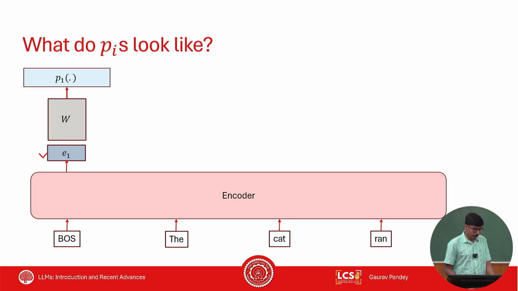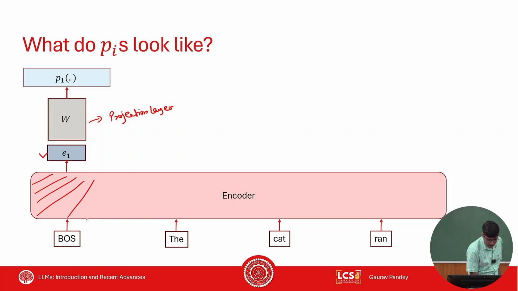And then it applies a projection layer. This W can be thought of as a projection layer. What this projection layer does is that it takes this embedding and gives you a probability distribution over the tokens. Now, in order for this distribution to make sense, we have seen that P1 cannot condition on anything. The beginning of sentence you can think of as a fixed parameter of the model. This is not a token. So P1 cannot depend on any of these tokens. It can only get information from this part of the network.